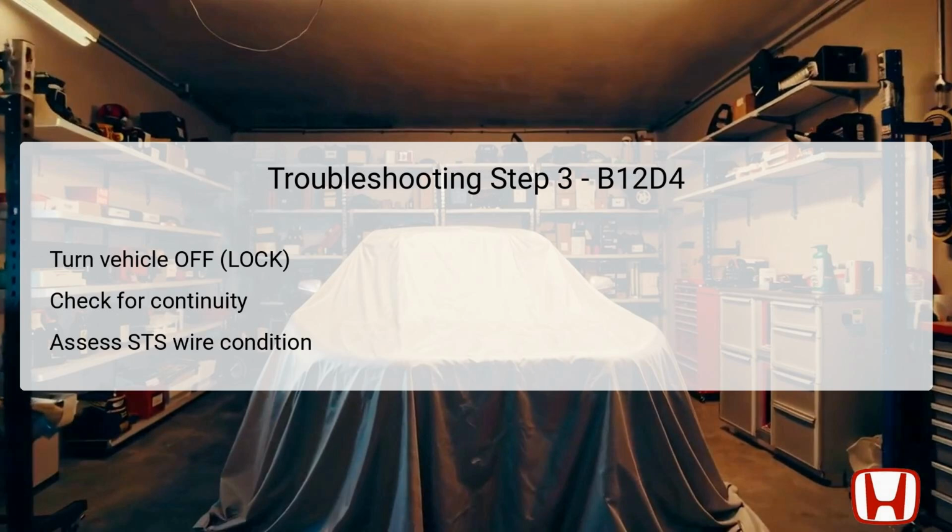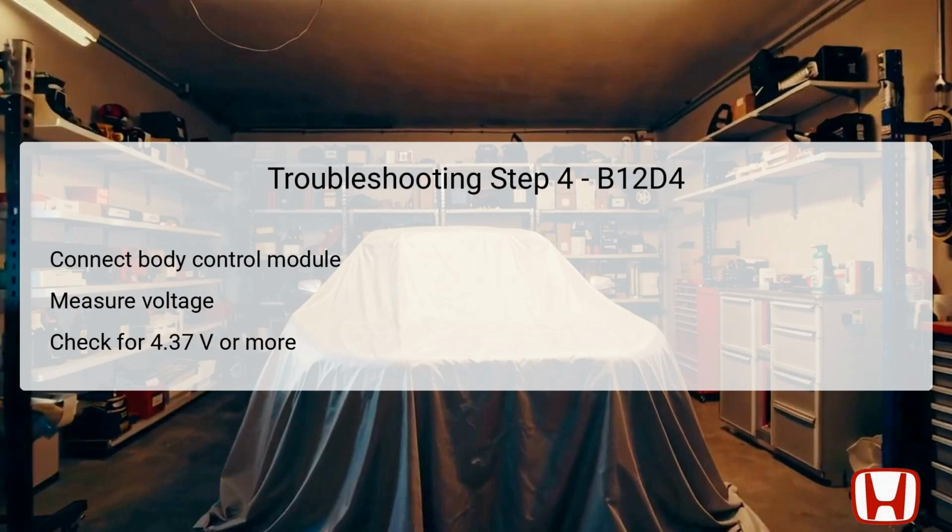Specifically, you will be checking continuity between the PCM connector A, number 28, and body ground. If continuity exists, that suggests there is a short to ground within the wire that needs to be repaired. Conversely, if there's no continuity, this indicates that the STS wire is not shorted to ground, allowing you to progress to the next troubleshooting step.